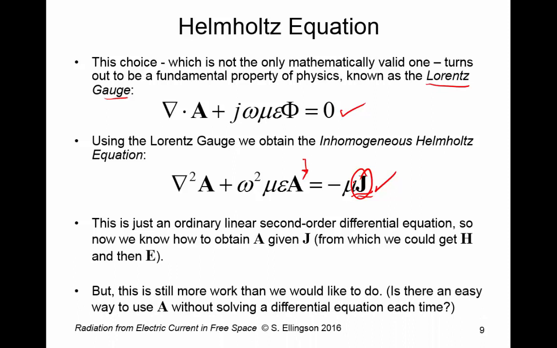But this is still more work than we would like to do. We would like to avoid having to solve a differential equation every time we want to compute the radiation from a current distribution. So now the question I'm asking here is, is there an easy way to use A without having to solve this differential equation every time we have a new current distribution?